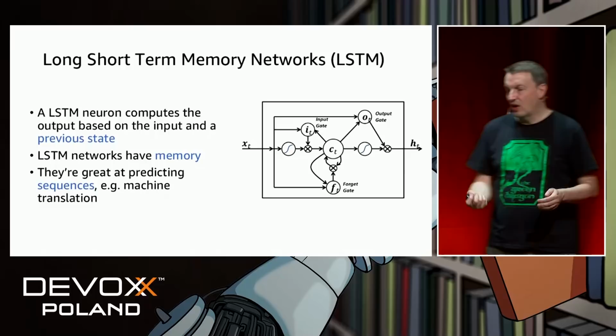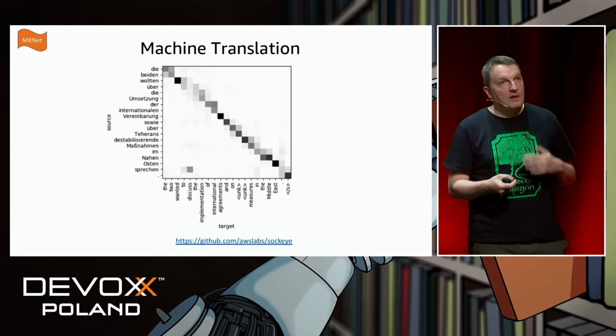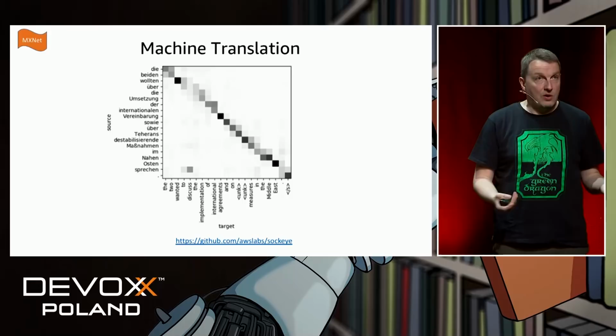And talking about machine translation, we have an open source project called Sockeye that you'll find on GitHub that uses an LSTM architecture to let you train machine learning models for machine translation. Okay, and it's super simple to use.